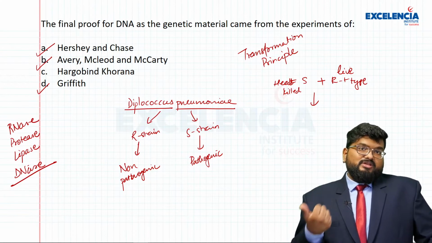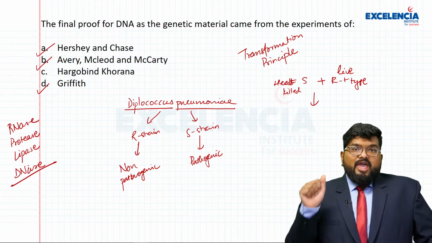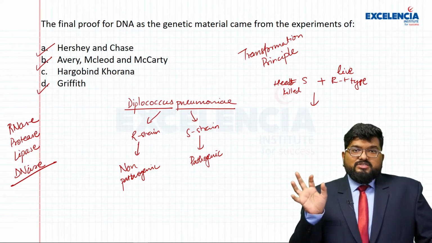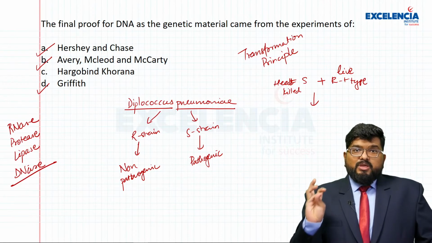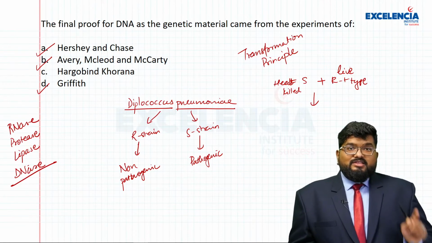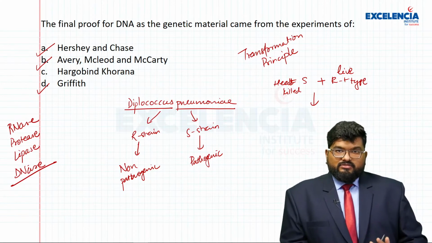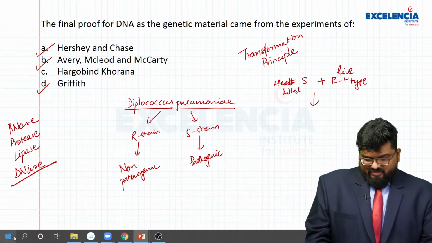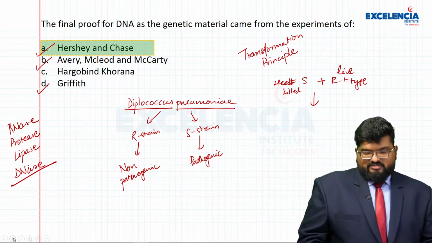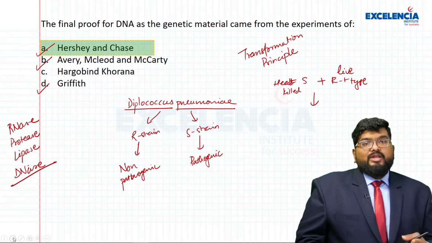Understand the difference between the results of the experiments. Avery McLeod McCarthy's experiment stated that the transforming principle is DNA. It still hasn't established that the genetic material is DNA. This was done by Hershey and Chase. So how did they do that?